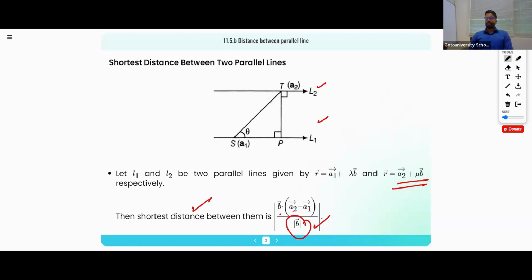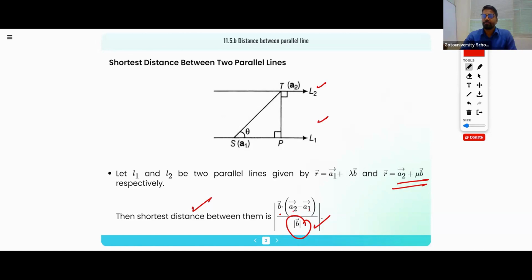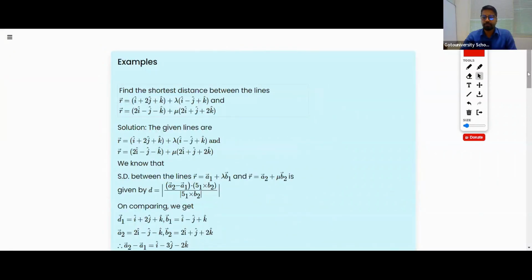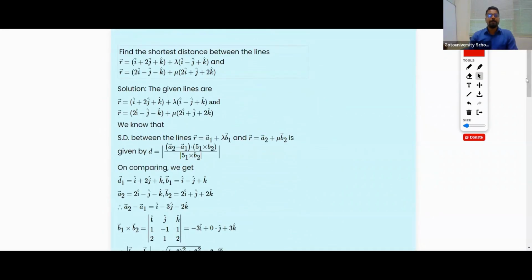Okay, let's see if there's any question connected to this. Yes, we have an example. Just pay attention. Find the shortest distance between the lines. So one line is given like this. Are they parallel to each other? We have to understand first.